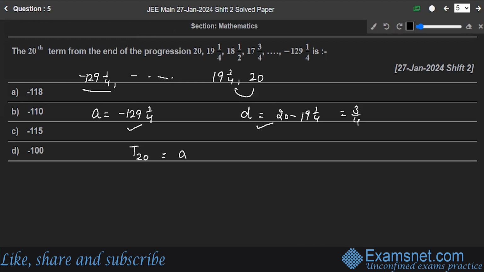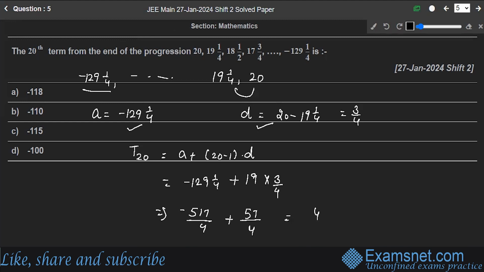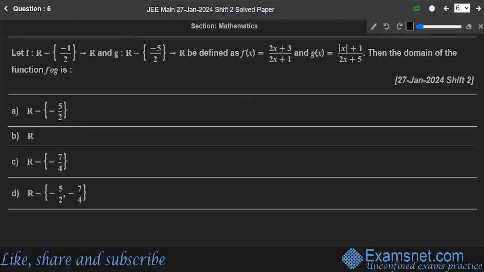T20 will be given by A plus 20 minus 1 into D. Or this is minus 129, 1 by 4 plus 19 into 3 by 4. This is equal to minus 157 upon 4 plus 19, 3s are 57 upon 4. Or this will be 460 minus upon 4. Or this will be minus 1 by 5. That makes it the C option. Very easy question this was. That makes the C option the correct answer. Next is question number 6.